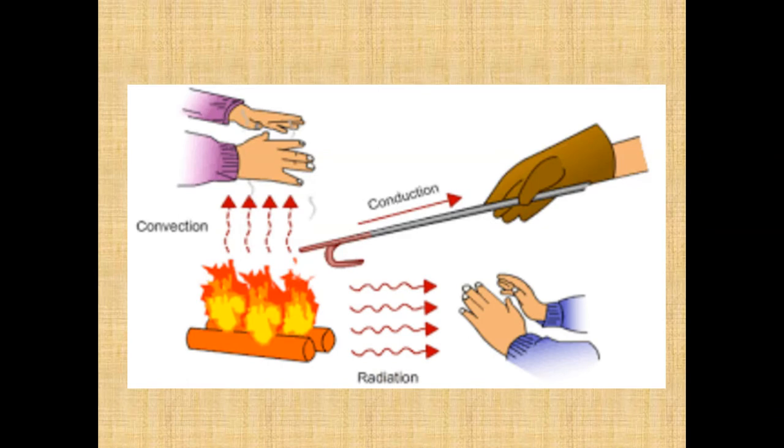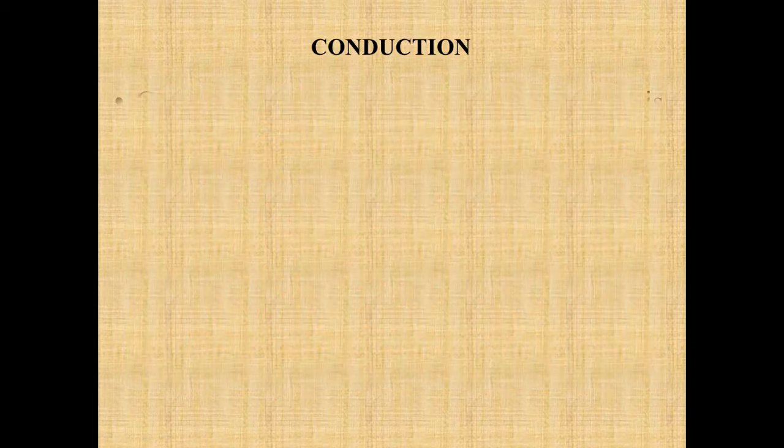Suppose you burn wood, your hands will start to feel hot due to conduction. Then suppose you put a rod a little bit not in direct contact with this fire, the rod will start to heat due to the process of conduction. Then your hands start feeling warm without any actual contact due to the process of convection, and this heat is flowing in all directions due to the process of radiation. So these three phenomena we will discuss one by one.